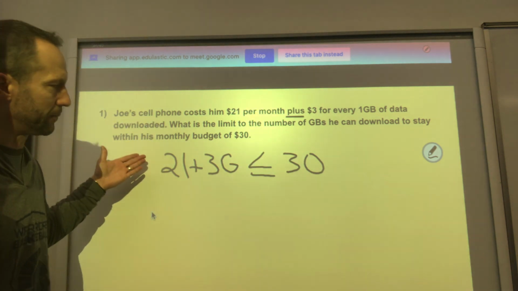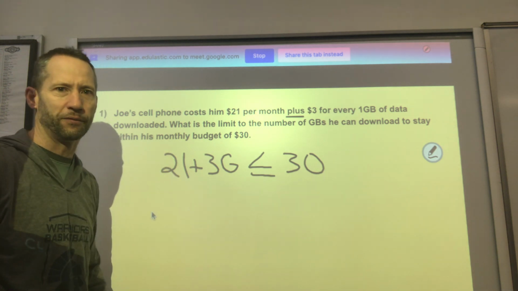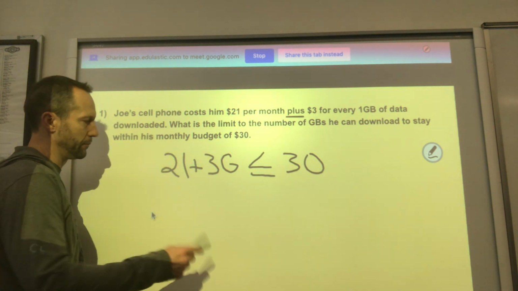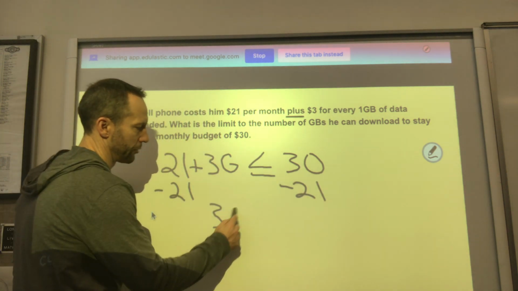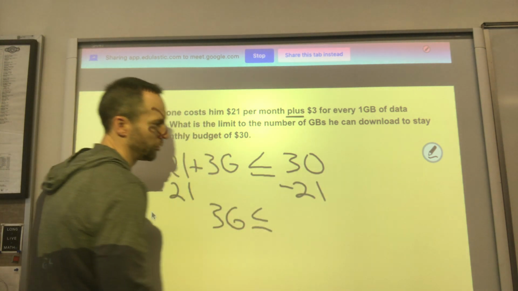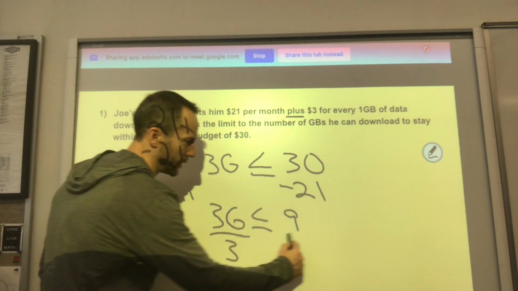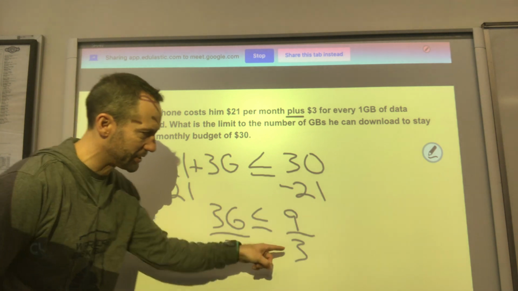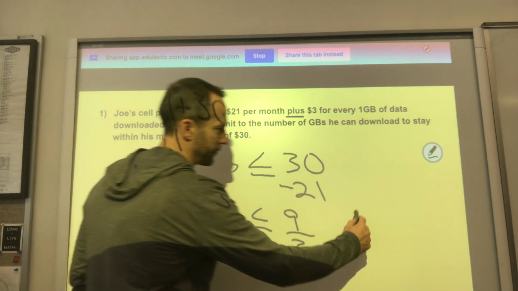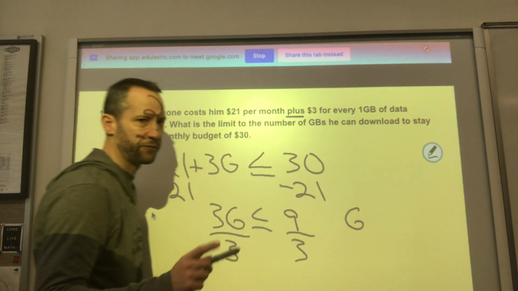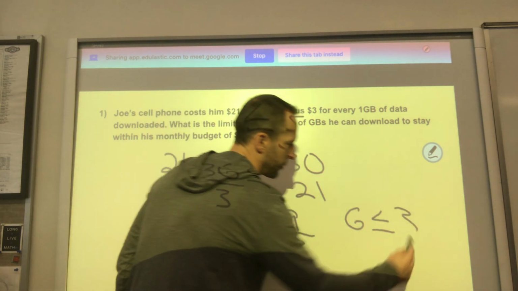So now if you look at my inequality, it looks very similar to the inequality that we just got done practicing solving. But now we can actually solve real problems. So first, I'm going to subtract 21 on both sides. I'm going to get 3G is less than or equal to, in this case, 9. I'm going to divide by 3. Notice I'm dividing by a positive number this time, so I don't need to flip the inequality. And I'm going to come over here for my answer. G, which stands for the number of gigabytes, has to be less than or equal to 3.